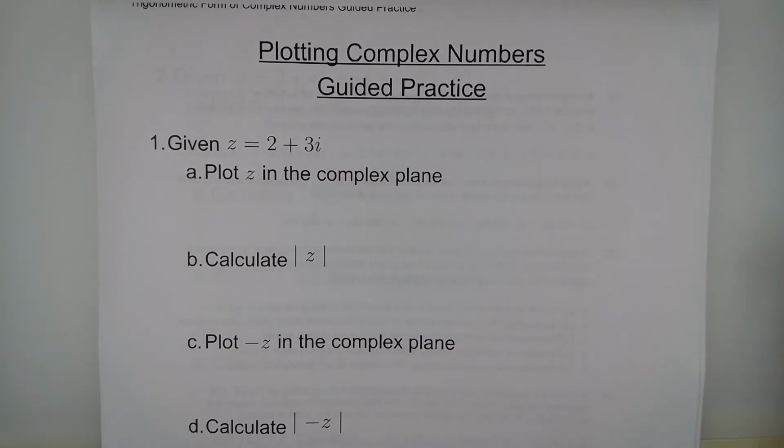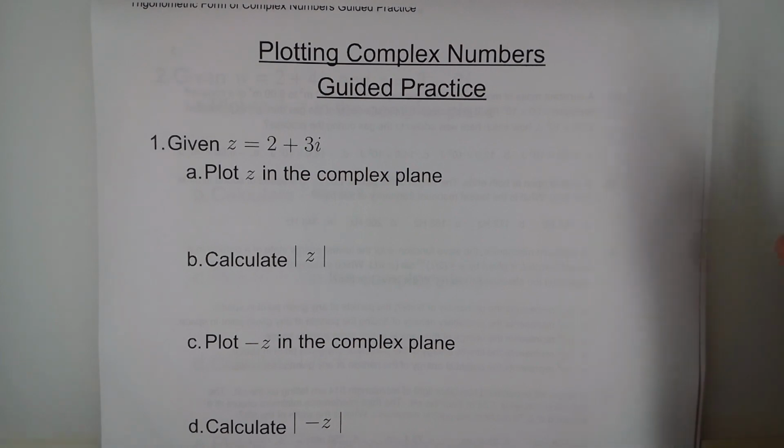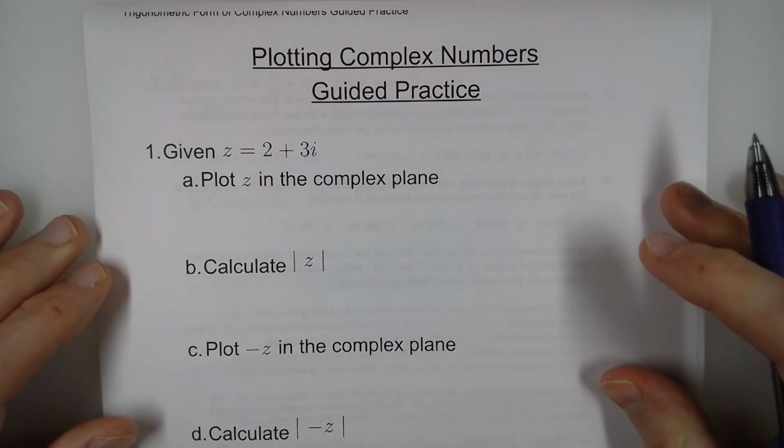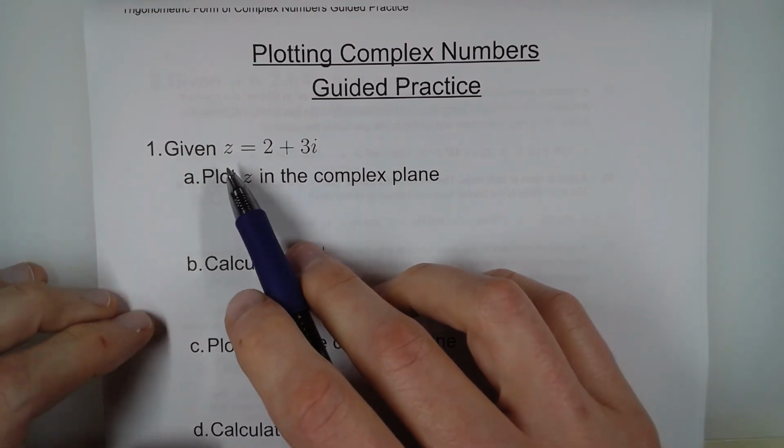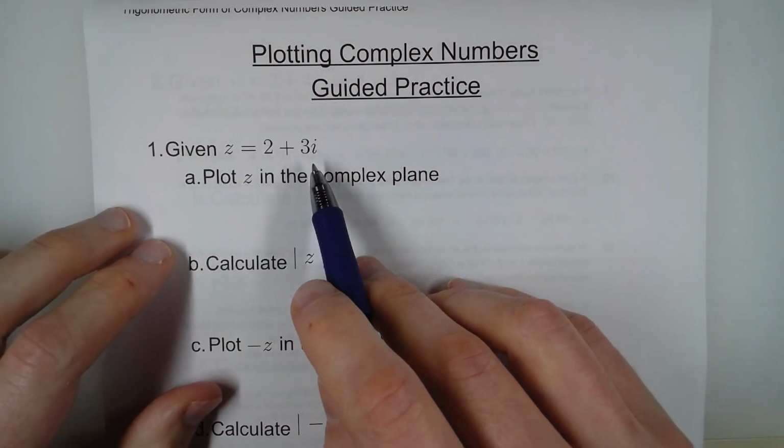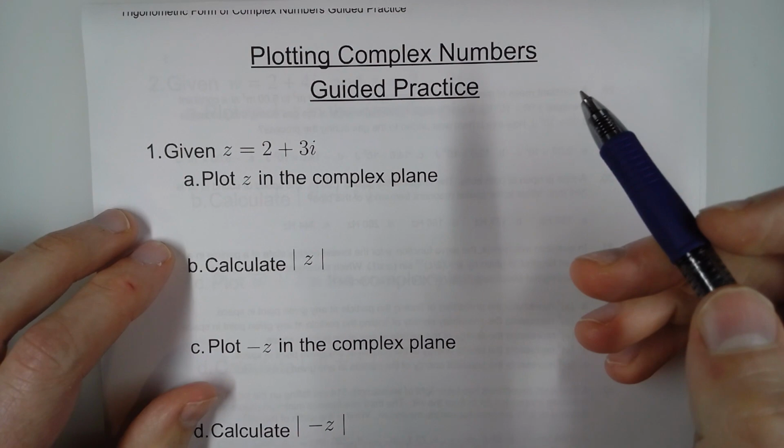Today we're going to be plotting complex numbers. If you want to follow along, the links to the companion worksheet are in the description below. So what we're given is this complex number, z equals 2 plus 3i.